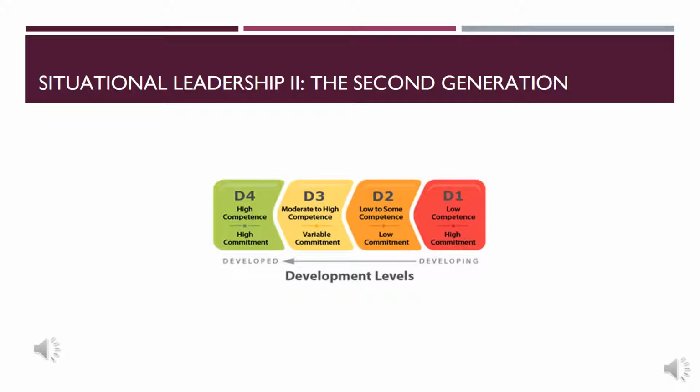Development level 2 are those with low or some competence with low commitment. These are individuals that have some knowledge and some moderate level of skill, but may have low commitment because they're getting frustrated that they are not learning fast enough or simply being overwhelmed with the amount of information that we are providing them. Development level 3 are those with high competence with low or variable commitment.